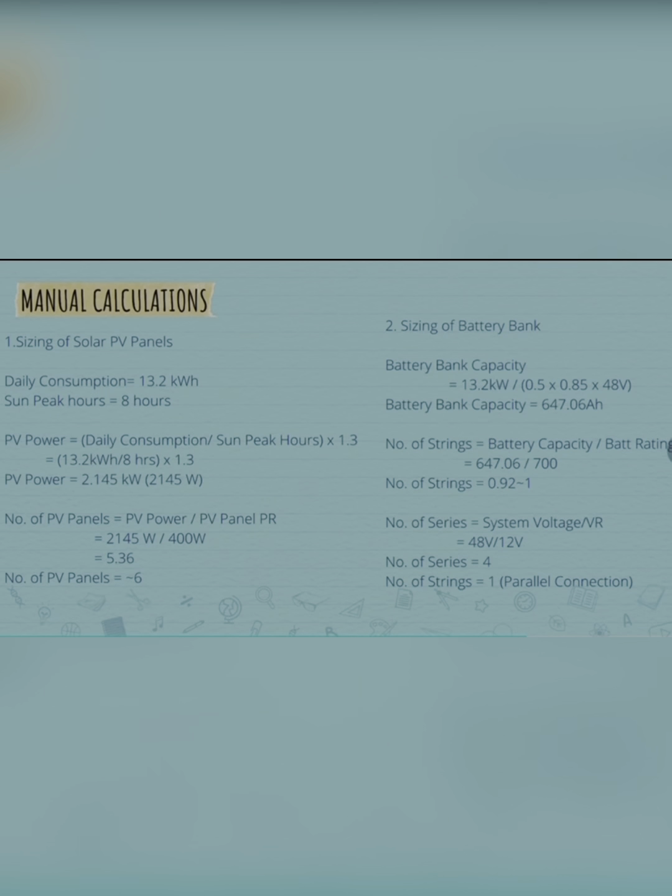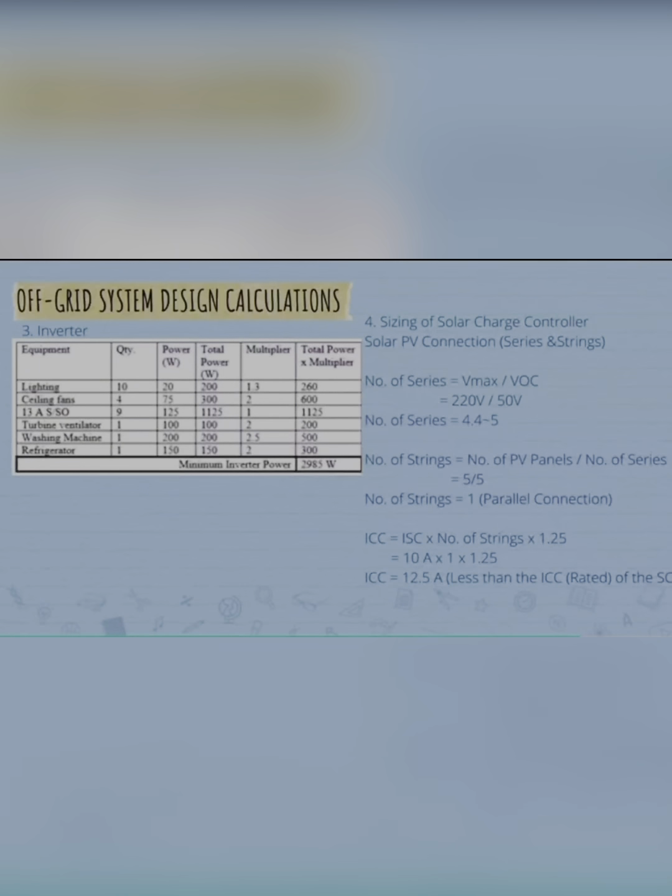After that, for the inverter, the minimum inverter power is 2985 watt. We choose a 3000 watt inverter. For sizing the solar charge controller, it is 5 in series. Strings we use is one parallel connection, and ICC is 12.5 milliampere. Okay, I think that's all for me.